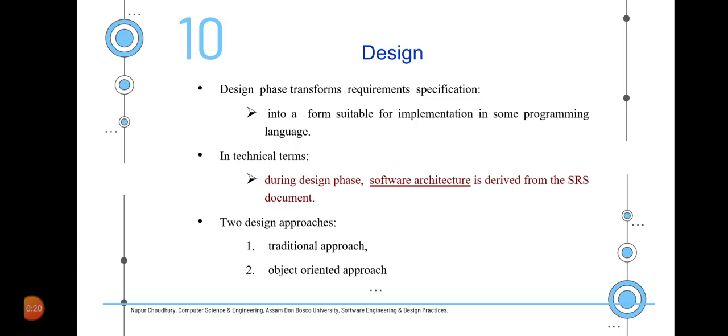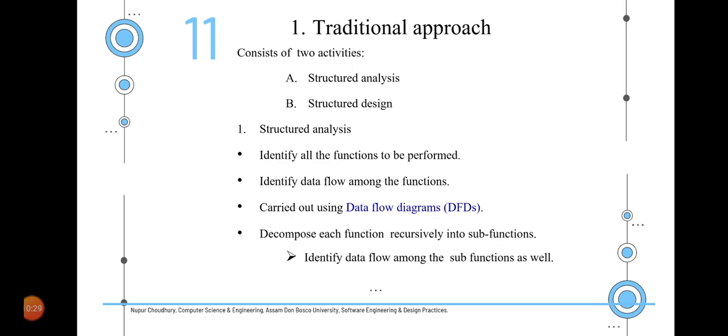So design has two different approaches, the first being the traditional approach and the second one is the object oriented approach. In traditional approach, there are two major activities which are carried out. The first activity is the structured analysis and is primarily dependent upon the various phases or various processes and the data being exchanged amongst them. The next activity is the structured design. Now, talking about structured analysis, we have to identify all the functions to be performed or the processes to be performed and also the data flow among the different processes.